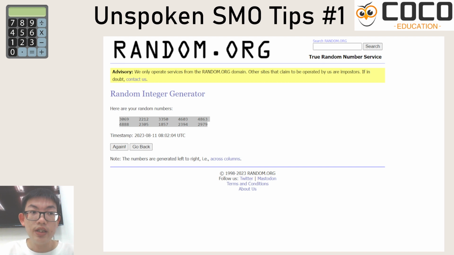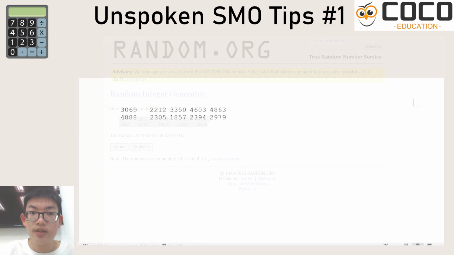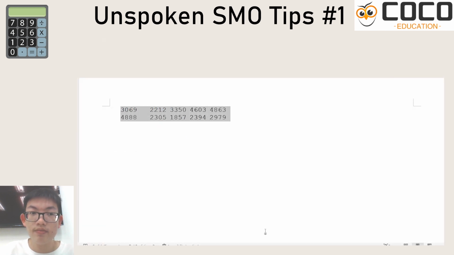So I'm going to copy them in and maybe just increase the font size so you know that I am not cheating. So these are the 10 numbers which random.org has generated for me to factorize. Now, I'm going to do the factorization here.